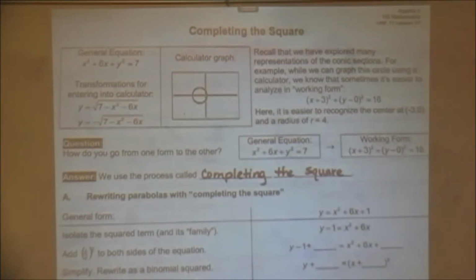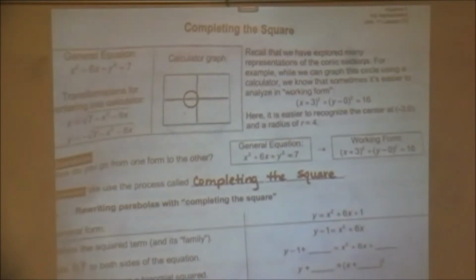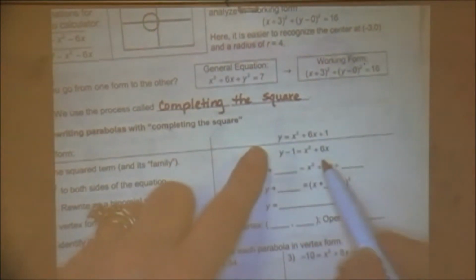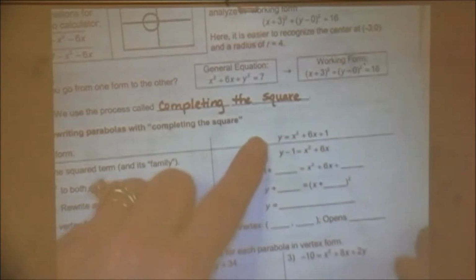Alright, so here's general form. They gave it to us right here. y equals x squared plus 6x plus 1. And they're going to take us step by step through how to complete the square on this. Now, looking at general form, what is this? What conic section is this?